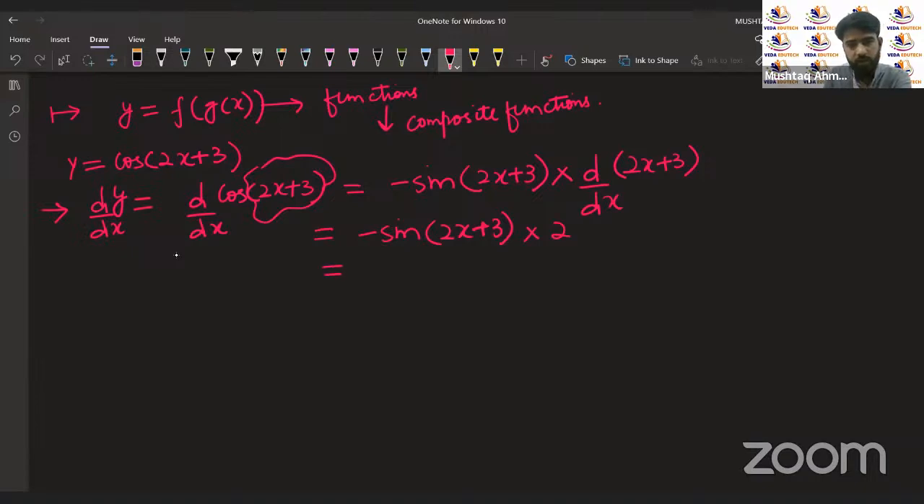तो फाइनली हमारे पास क्या आंसर आएगा? It will be minus 2 sin of 2x plus 3. इस तरह से हम एक कंपोजिट फंक्शन का डेरिवेटिव कैलकुलेट करते हैं यूजिंग द चेन रूल. इस रूल को हम कहते हैं चेन रूल.